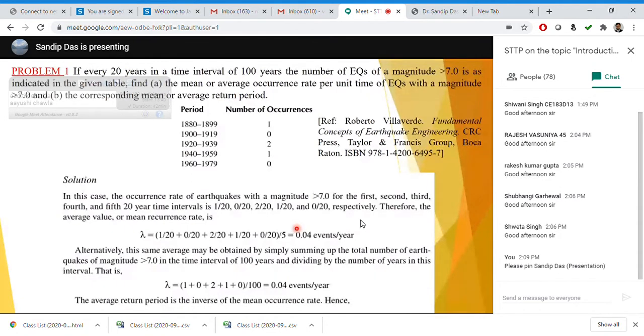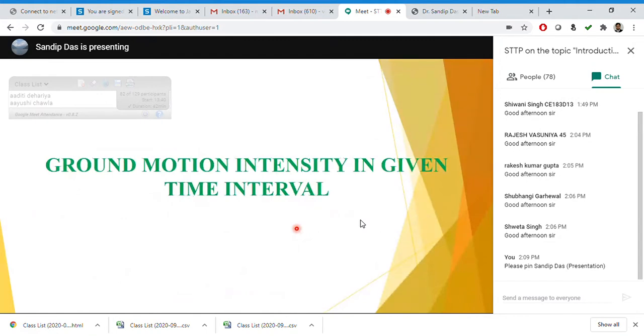Now, what I'm going to discuss is the ground motion intensity in a given time interval. Whatever you have learned or understood by now is how frequent, or what is the interval, of a particular magnitude of earthquakes. Now, if you think quietly, you may ask me why I will be interested in the magnitude, because I said in the very beginning that magnitude is the size of the event.